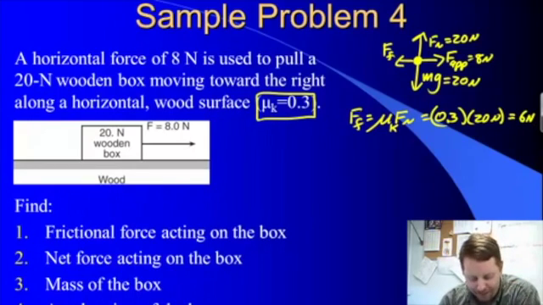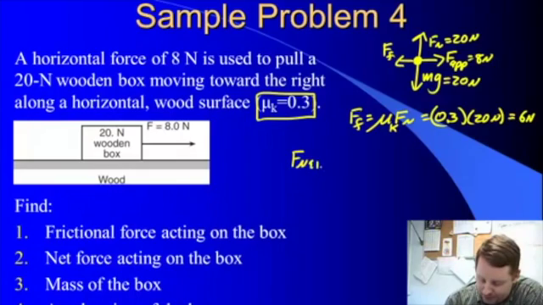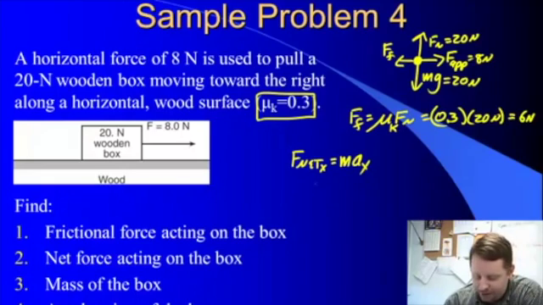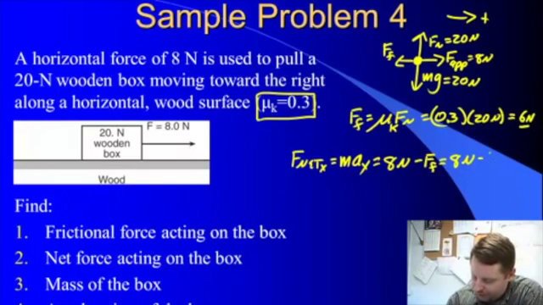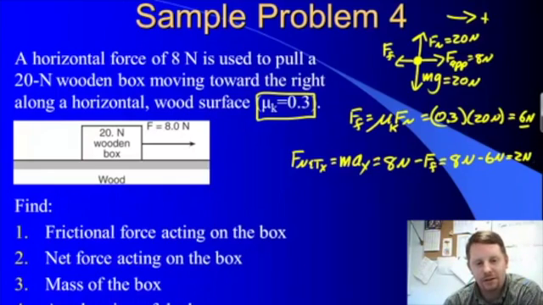Good. How about the net force acting on the box? Well, again, in the y direction, it's easy to see that there will be no net force. It doesn't accelerate in that direction. So we only have to look in the x direction. The net force in the x direction is always equal to ma_x. And we'll replace net force in the x direction, if we call to the right positive, by our applied force, 8 newtons, minus our frictional force, Ff. 8 newtons minus our frictional force we just figured out is 6 newtons, so we get a total of 2 newtons as our net force in the x direction.